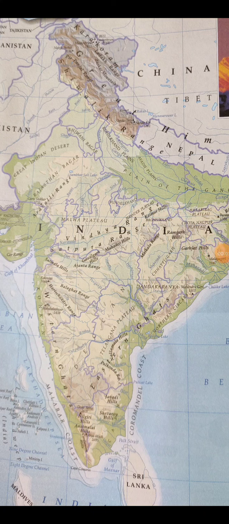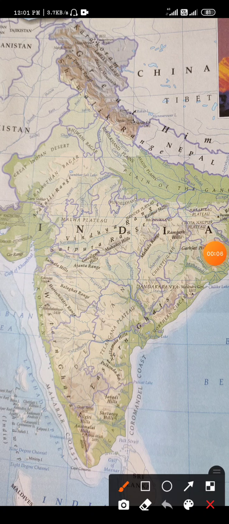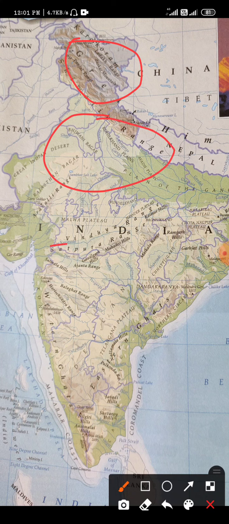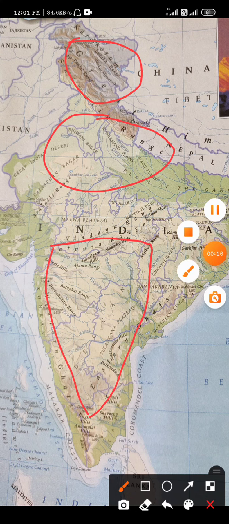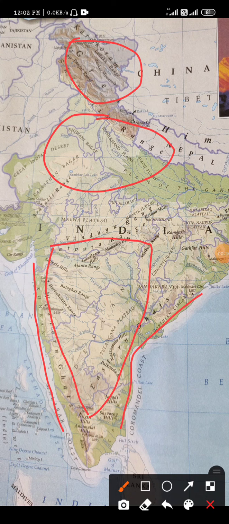Indian physiography is divided into 5 parts. The first one is Himalayas, the second one is North Indian Plain, the third one is Peninsular Plateau, the fourth one is coastal lands, and the fifth one is islands.